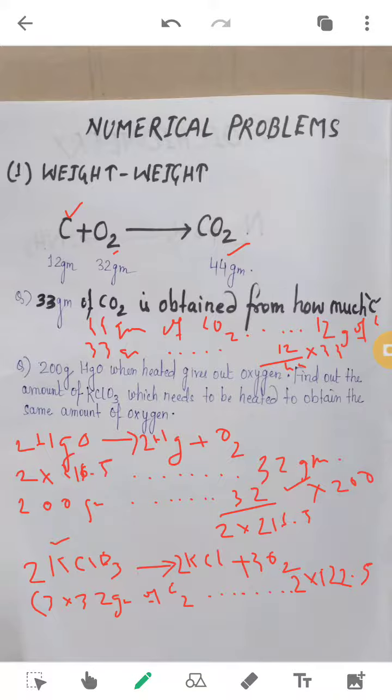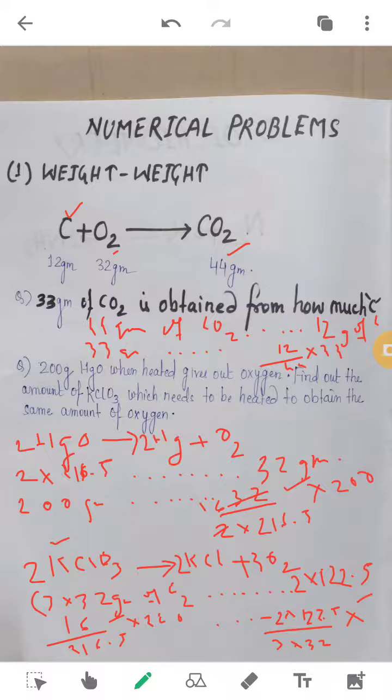Okay, so you can cut it off 16. So 16 by 216.5 multiplied by 200 of that oxygen will be obtained from 2 into 122.5 divided by 3 into 32, by the unitary method. If you find how much is derived from 1 gram of oxygen, then it gets divided and multiplied by this number you have to take here, and you calculate and you can arrive at the result.